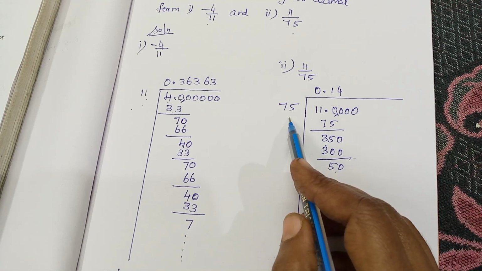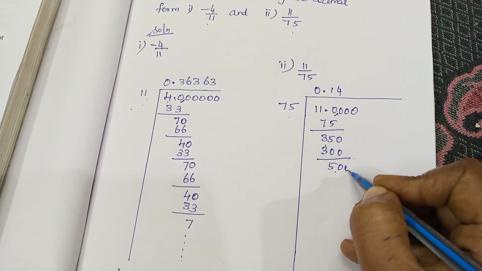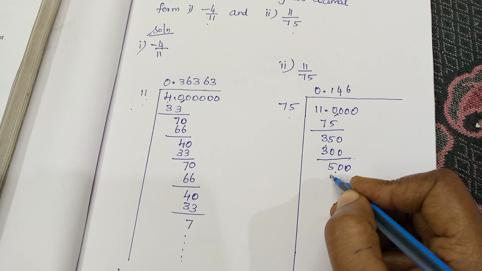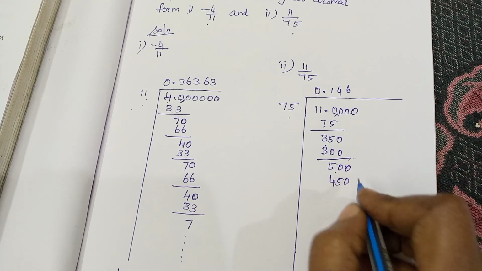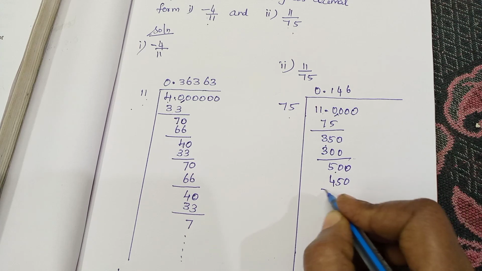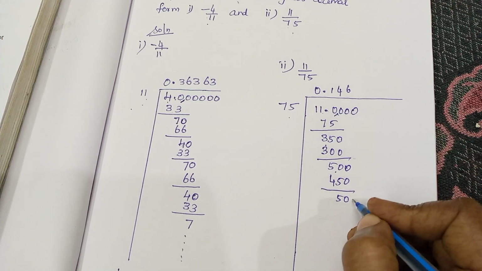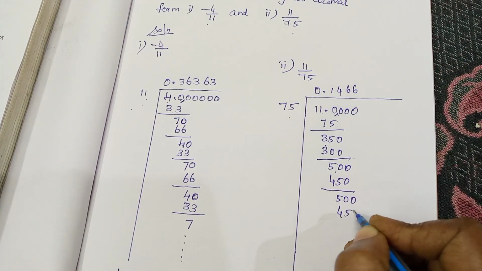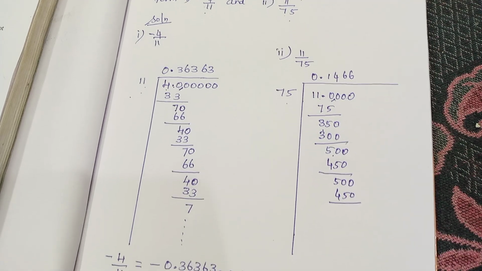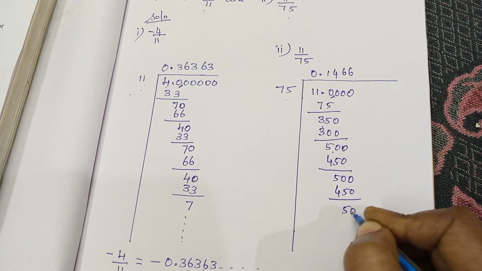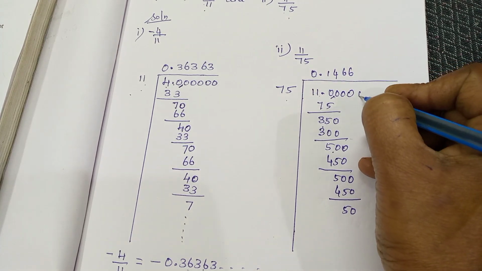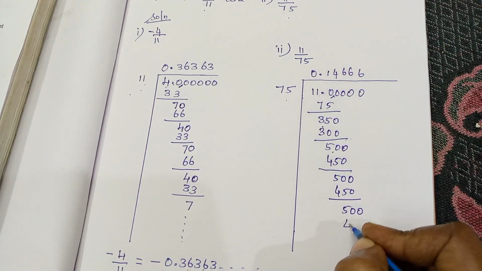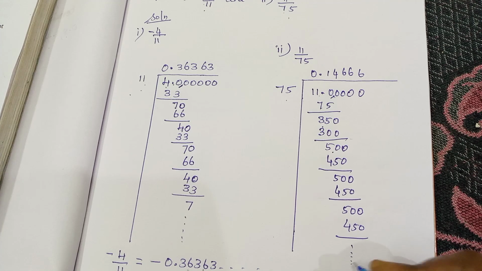This 50 cannot be divided by 75, so we take the next 0. It becomes 500. Now 6 times 75 is 450. Subtract it, 50. Take the next 0, 500. Again 6 times 75 is 450. Subtract it, 50. Take the next 0, one more 0, next 0. 6 times 75 is 450, and so on.